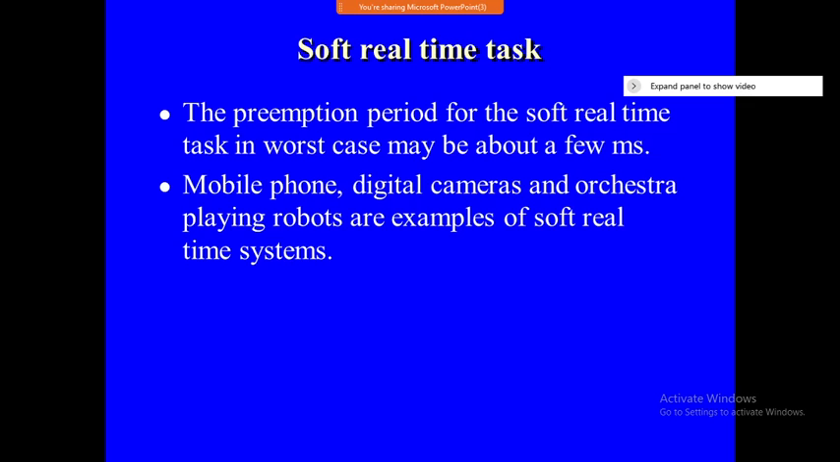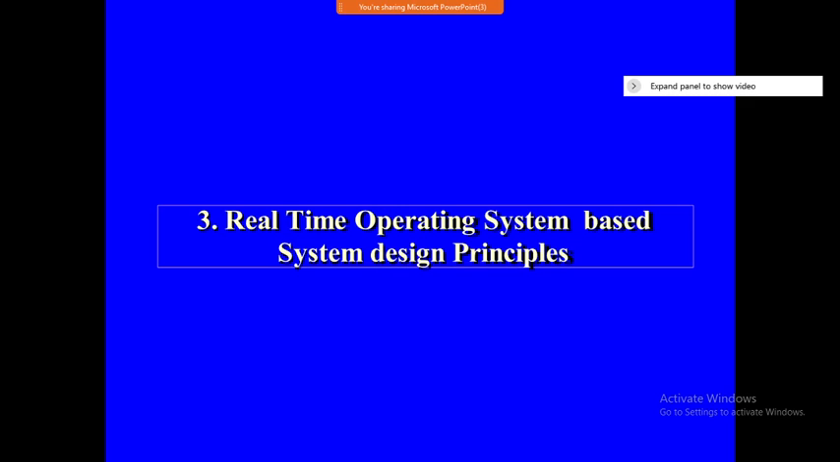Mobile phones, digital cameras, and an orchestra-playing robot are some examples of soft real time. In a mobile phone, if you click on an application, say Amazon, it has to open within 2 or 5 seconds. If it takes a few milliseconds extra, that is also acceptable, because that is a soft real time task. Got to know that one.